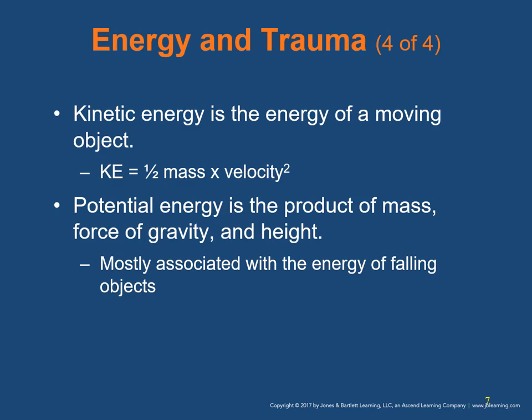According to the equation of kinetic energy, the energy that is available to cause injury doubles when an object's weight doubles, but quadruples when its speed doubles. Potential energy is the product of mass, weight, force of gravity, and height, mostly associated with the energy of falling objects.